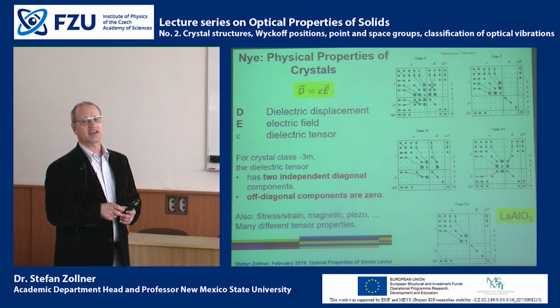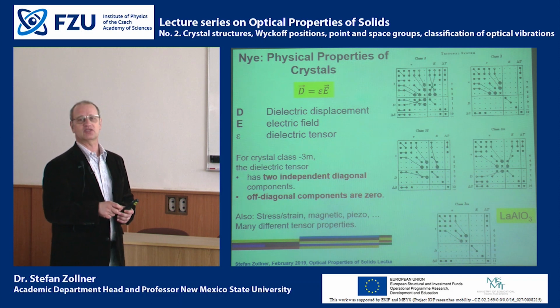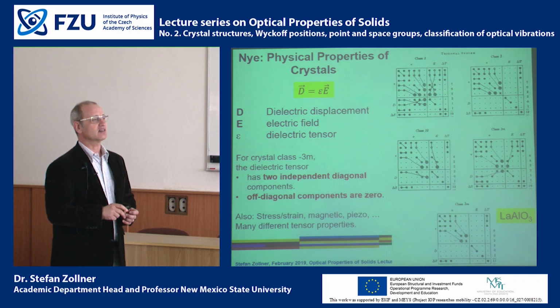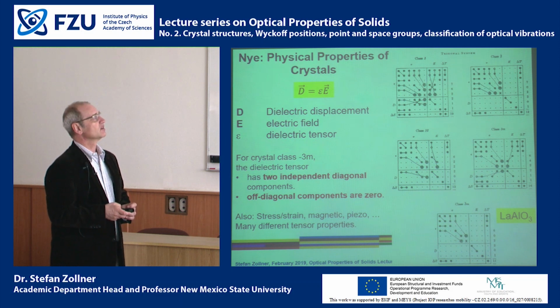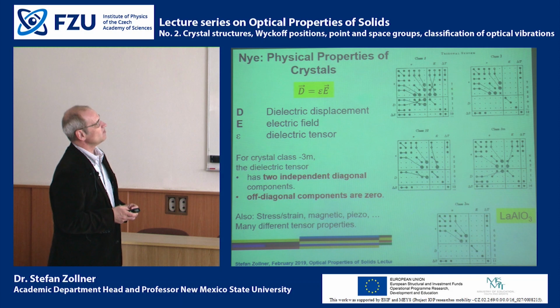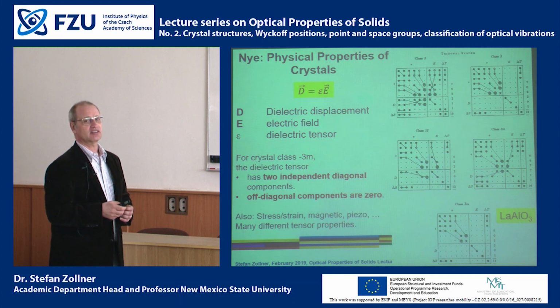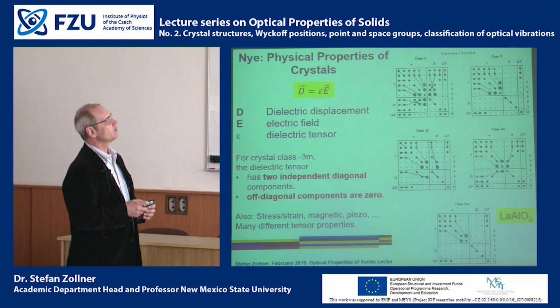Do I really need 9 coefficients, or are some of them equal to each other? Are some of them 0? In the cubic case, that is simple. In the cubic case, there is only one number, so the dielectric tensor for a cubic structure, the off-diagonal elements are 0 and the on-diagonal elements are all equal.